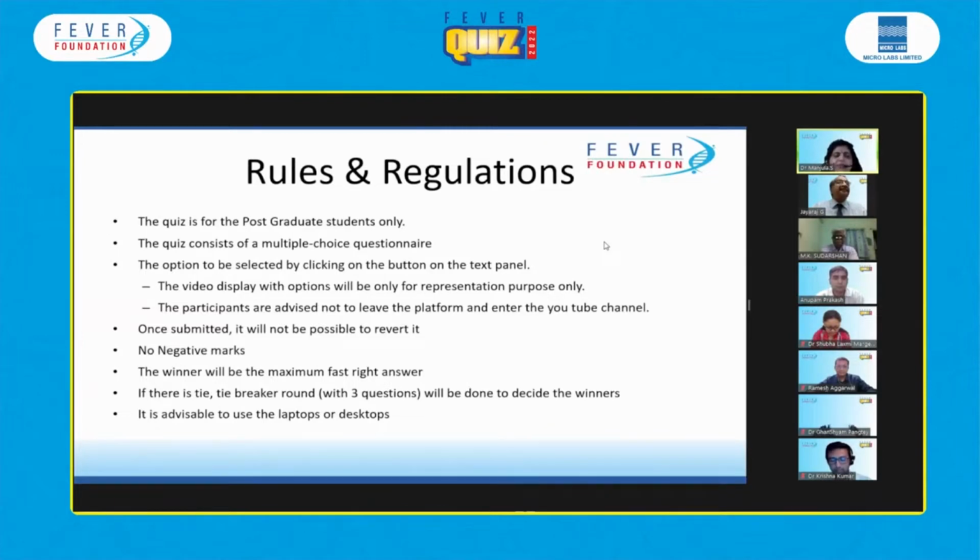Once submitted, it is not possible to revert it. There is no negative marking in the quiz. The winner will be selected on the maximum number of right answers. Fastest finger, fastest answer will be the winner. And in the event of a tie, we will have a tiebreaker round, which will have 3 questions to decide the winner. It is advisable to use a laptop or desktop for a better experience of this quiz. Next, please.